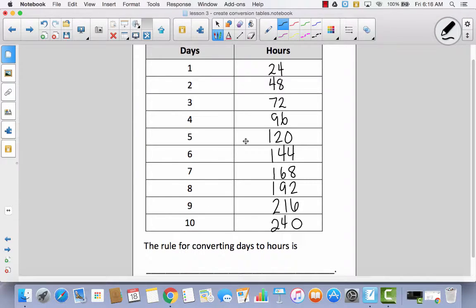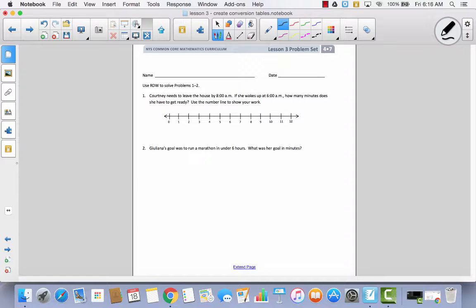Okay, so let's check. So you should have had, after 72, 96, 120, 144, 168, 192, 216, and then finally 240. So what was the rule for converting days to hours? We had to multiply. What did we multiply by? Multiply by 24.